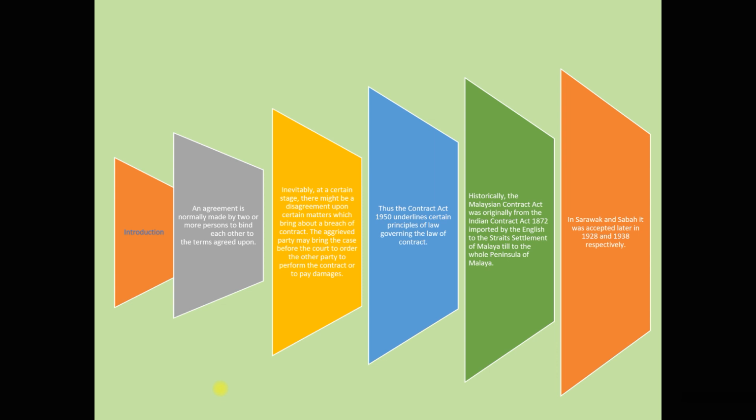All right. Okay, so talking about the law, of course, we have a specific act or statute that regulates the contract under the Contract Act 1950. Historically, our Contract Act actually originated from the Indian Contract Act 1872. The British at the time just imported, copied and pasted the Indian Contract Act into the Malaysian Contract Act. They just substituted the names of India and Malaysia only, right?